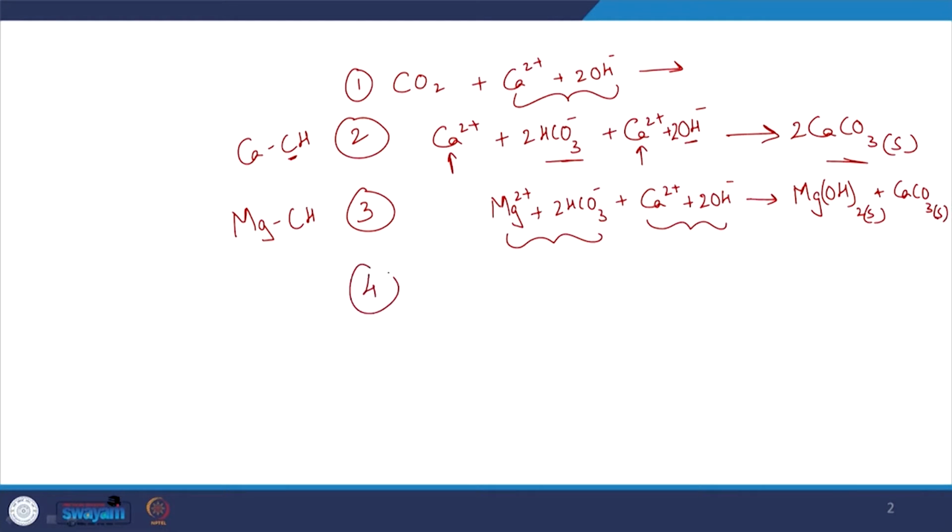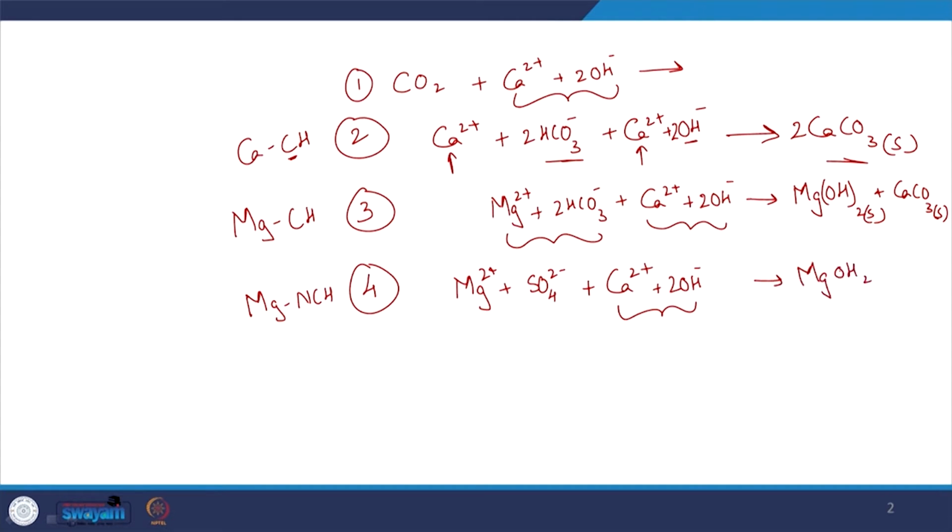And the fourth one is magnesium due to non-carbonate hardness. So, here I have magnesium associated with ions other than carbonates. So, how do I remove them? Here I am adding Ca2+ and OH-. So, I am increasing the pH by adding lime, and thus I will have magnesium being removed in the form of magnesium hydroxide.